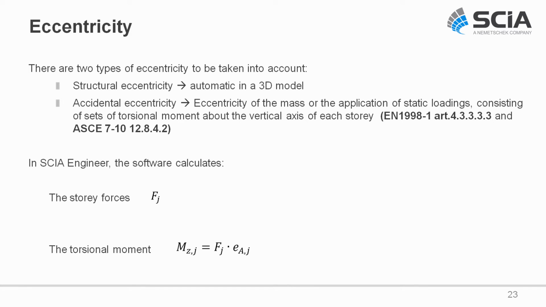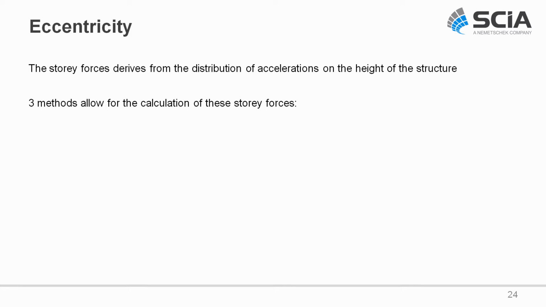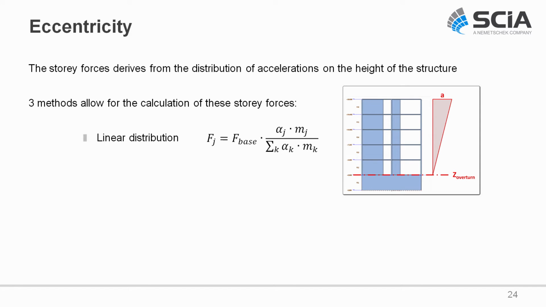In SCIA Engineer, the software will calculate Fj, the horizontal force acting on storey j, and then it will multiply it by eaj, which is the accidental eccentricity of storey j, to get the torsional moment for the storey. There are three methods for the calculation of the storey force. 1. Linear distribution of accelerations. In this case, the distribution of acceleration is assumed to be linear, proportional to the height. The reference level is the overturning level defined in the seismic load case properties.